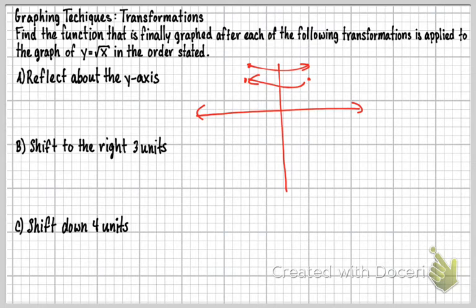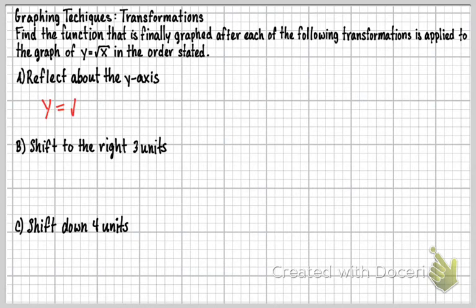So what we have here means all of our positive x's are going to be negative x's, and all of our negative x's are now going to be positive x's. So we're going to negate our x's in order to get this reflection about the y-axis. And that negation has to happen within the function. So this is going to be square root of negative x. And that's going to be that reflection.